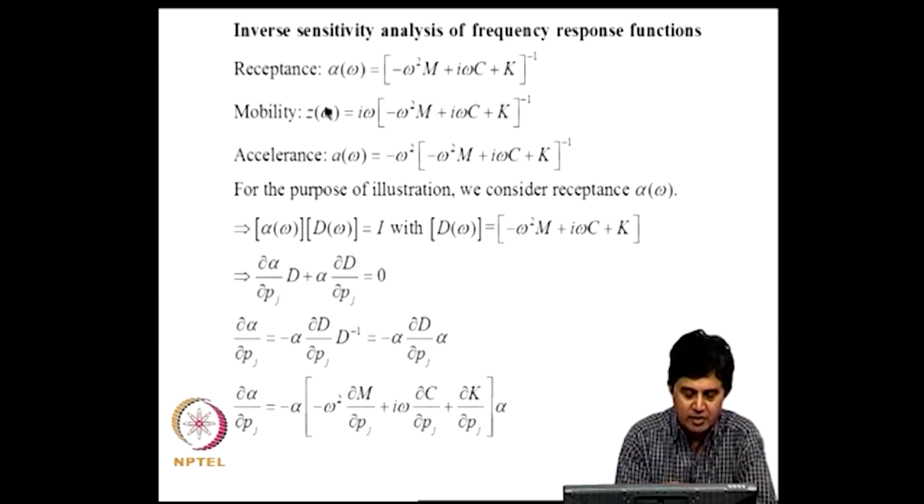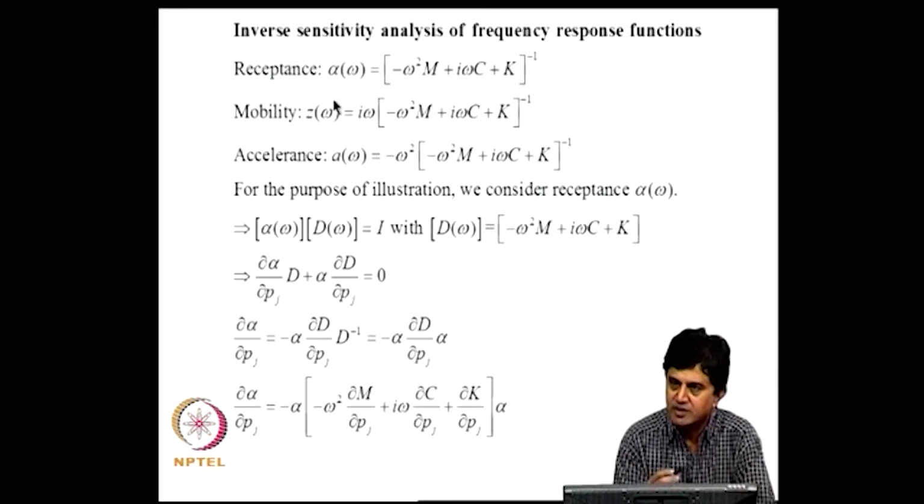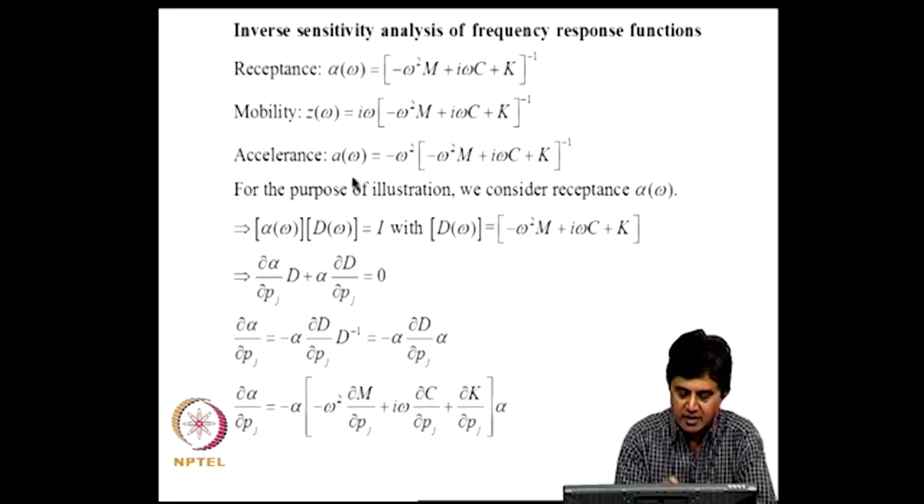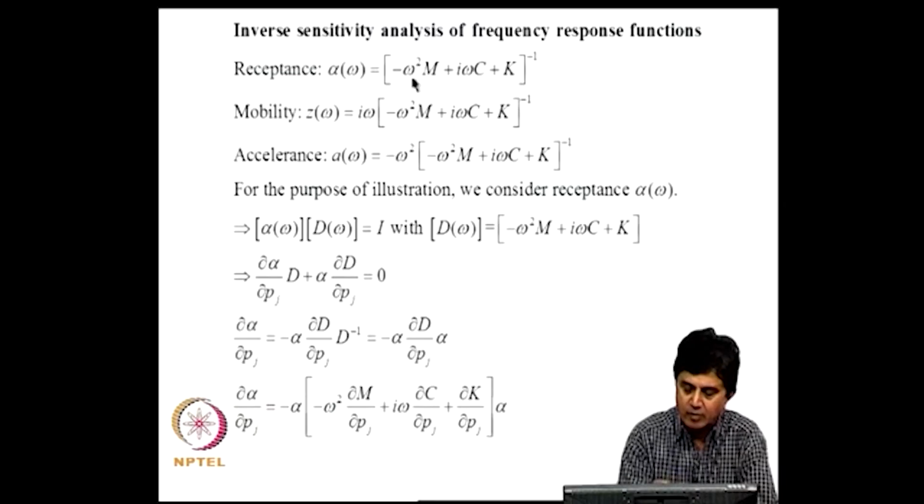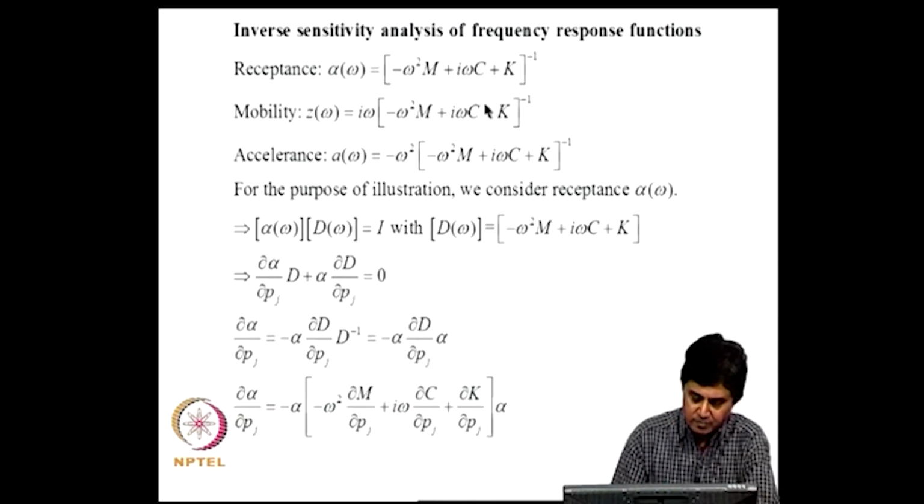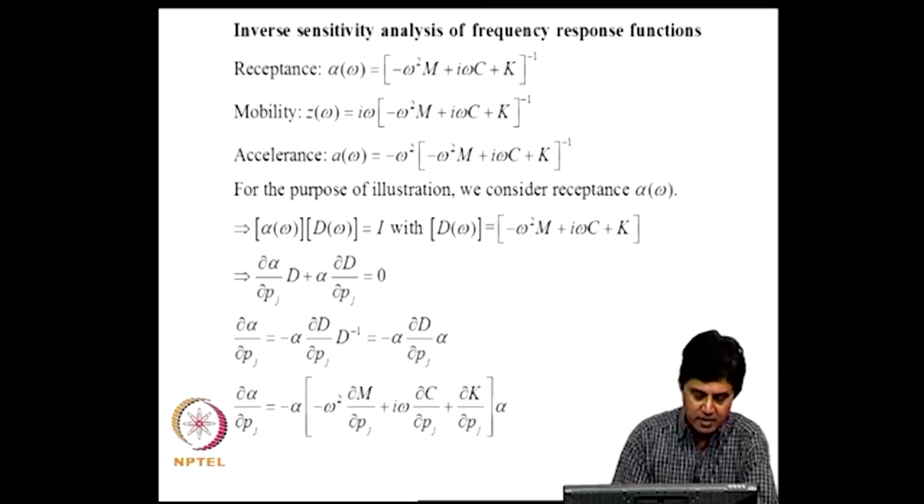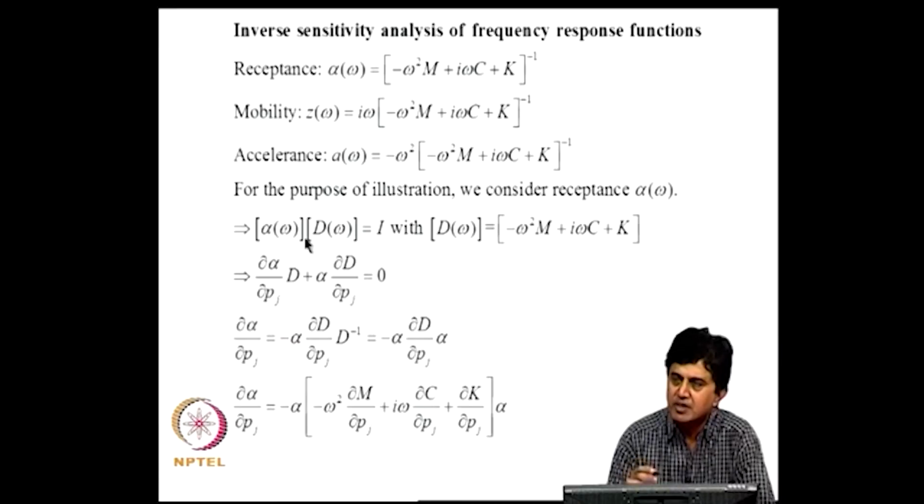We have several descriptors of the frequency response function. This we have seen in earlier lectures. We have receptance, mobility, accelerance, which we have described earlier. These are all complex valued quantities. Now, let us consider, for the purpose of illustration, the receptance matrix. Let us assume to start with that it is a square matrix.